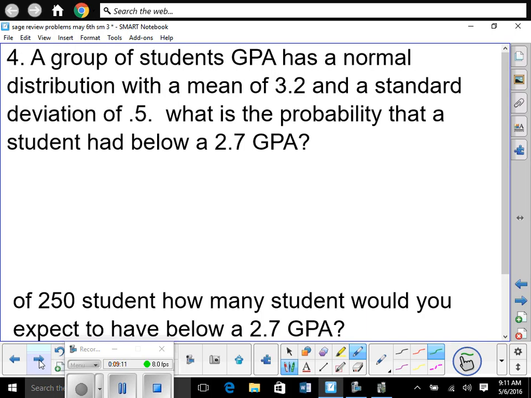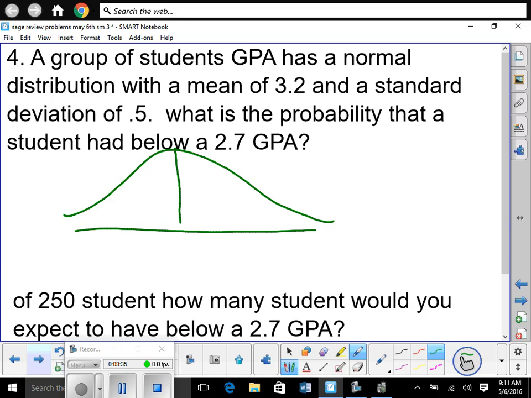Okay. So it says a group of students' GPA has a normal distribution with a mean of 3.2 and a standard deviation of 0.5. What's the probability that a student has below a 2.7 GPA? So remember, if you see the words normal distribution, it's the normal bell-shaped curve, right? You will see these on your final, and they're really the easiest ones. So you'll draw your normal bell-shaped curve. We know this is our mean, so 3.2.